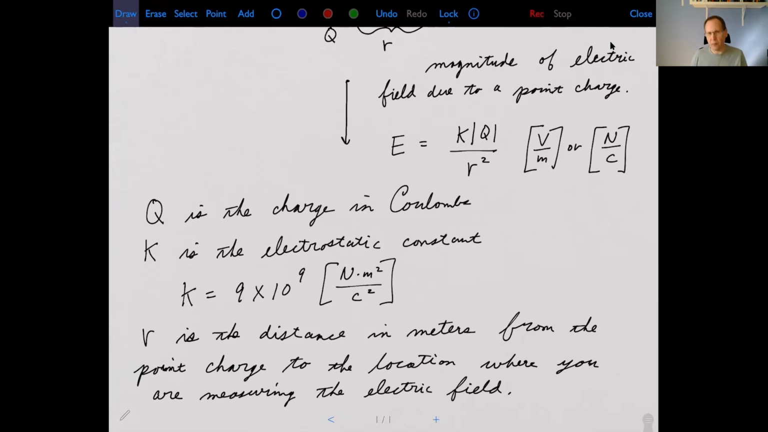Again, think of it as like a radius, right? It's a radial distance. Okay, so here, let's actually do an example where we calculate the electric field at some particular position due to a point charge.